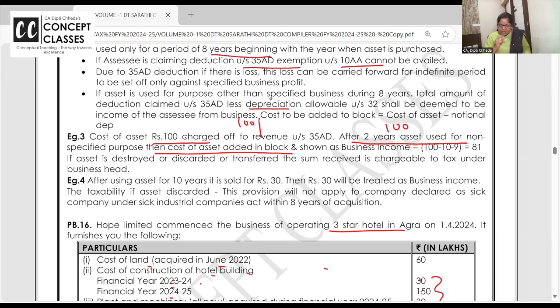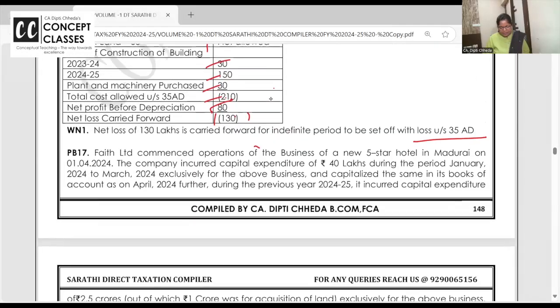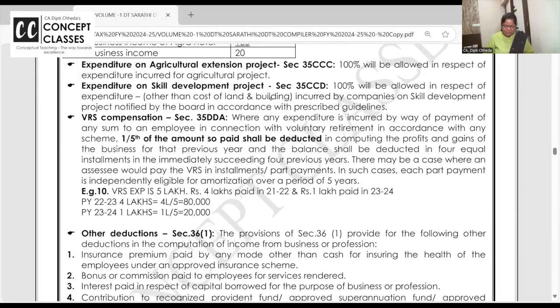But important here is, even though it was debited 100, now credited 100 after 2 years, if this was not allowed as revenue expenditure under 35AD and at that time it was capitalized, at least you would have charged 2 years of depreciation, no? So take it as business income, not 100, but 100 minus 10 and 9, 2 years of depreciation, so 80. In short, if the asset is used for a purpose other than the specified business, then the total amount of deduction less depreciation shall be taken as income. Do you understand? Okay, right. Very in-depth but nice, easy questions are asked.